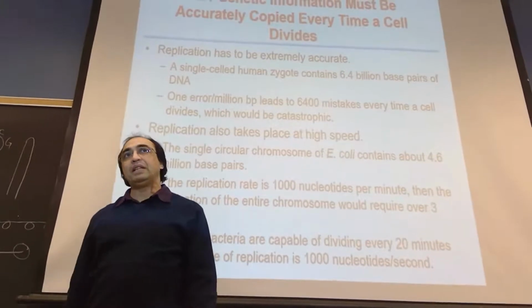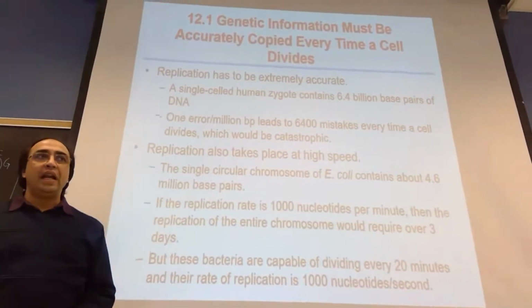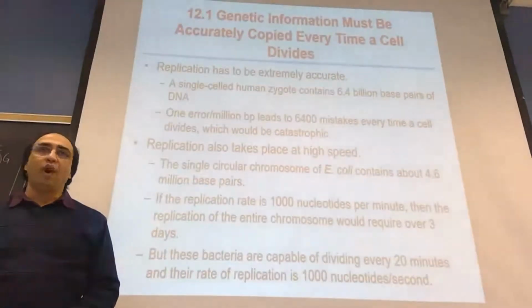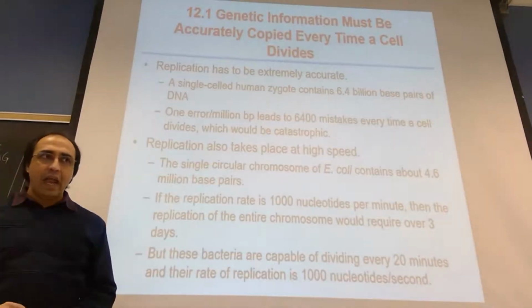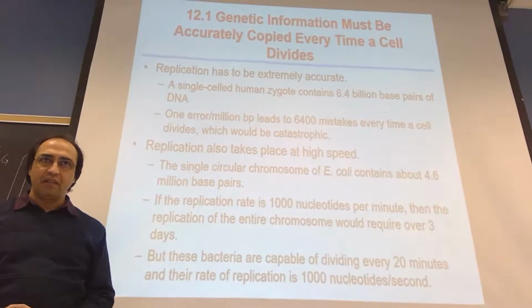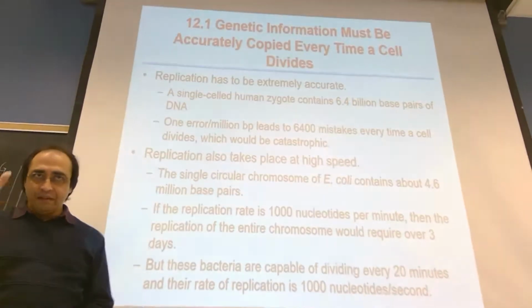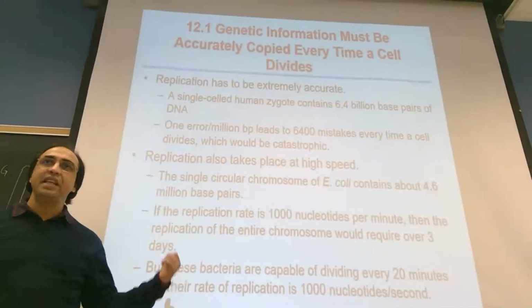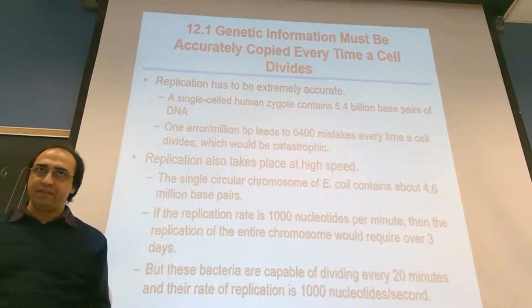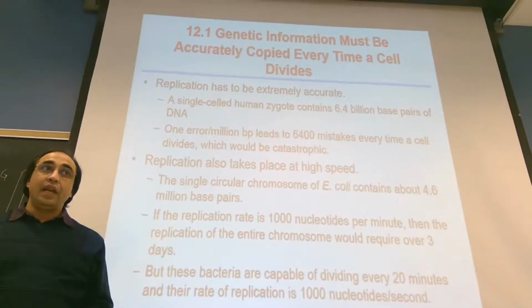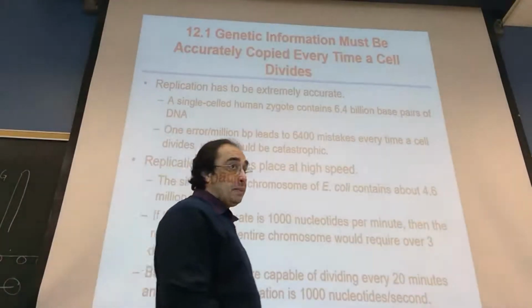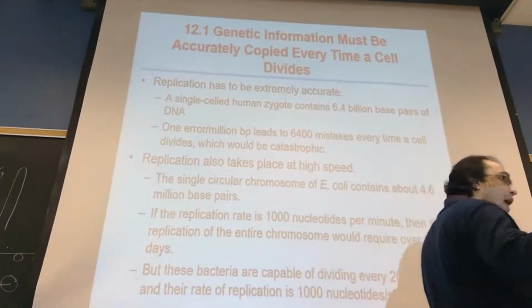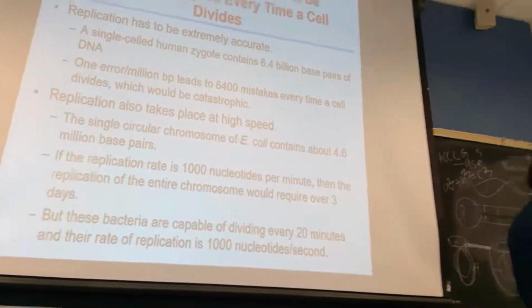In the case of humans, it is more. The total human cell cycle is 24 hours, but the actual replication time is 4 to 6 hours. In that phase, they need to replicate 6.4 billion base pairs. So it should be more accurate and it should be high speed. And we have all the mechanisms for that.